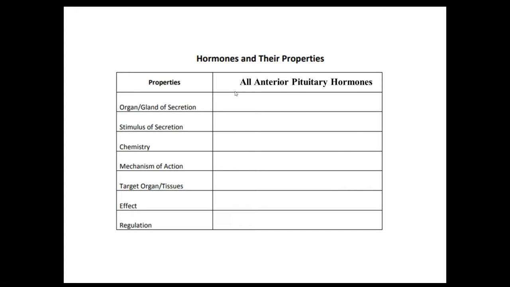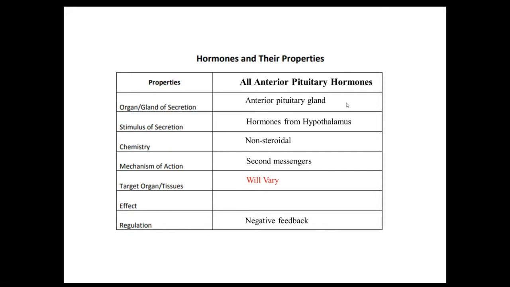So for all 6 of those hormones, they're all produced by the anterior pituitary gland. They are all released in response to hormones from the hypothalamus. They're all non-steroidal, which means they all work through second messengers, and they're all regulated by negative feedback. The only thing that's different is what organs they target and their effects.